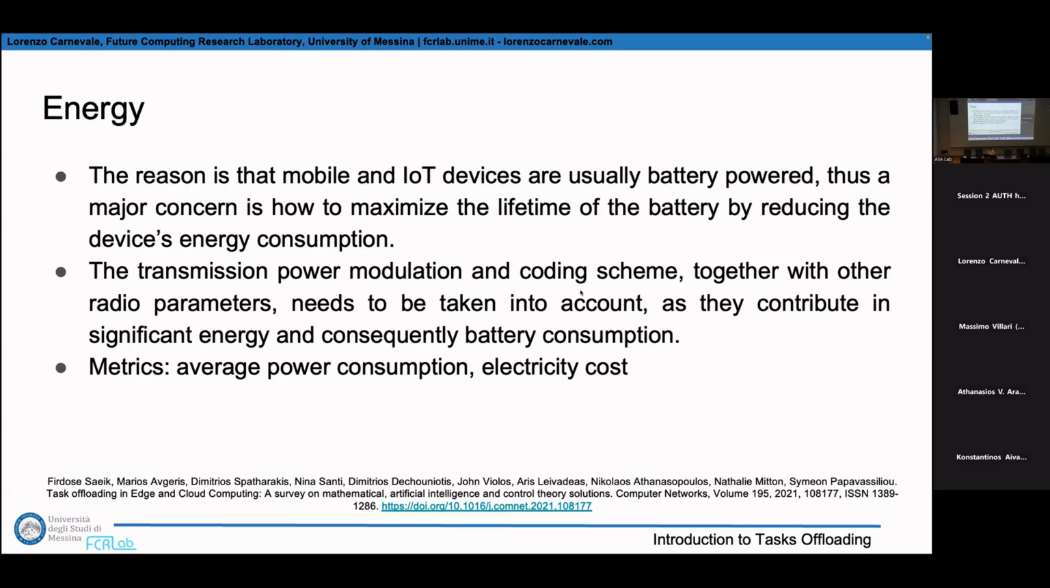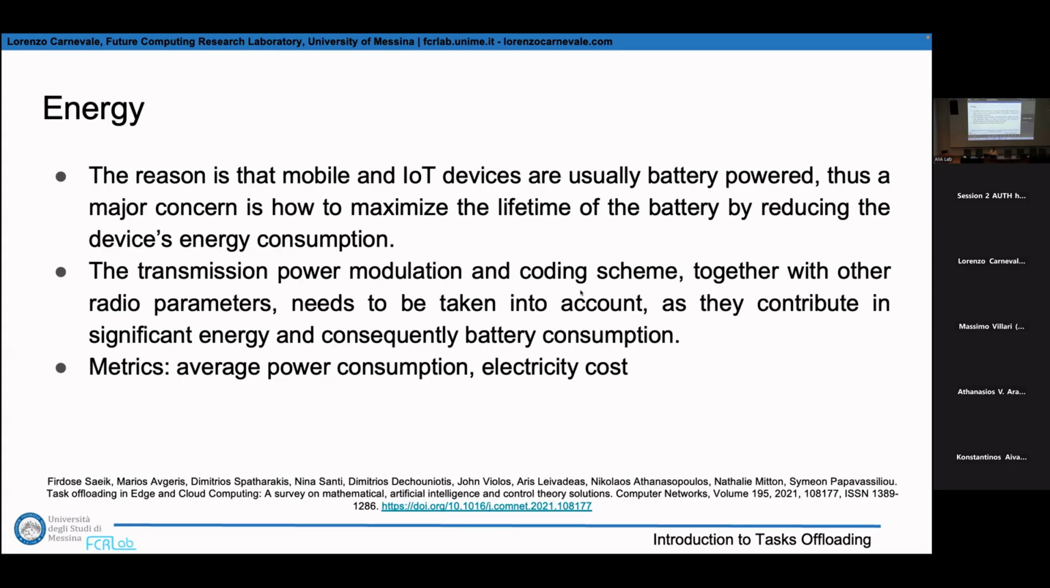Then comes the energy. The energy, I mean, is something quite important today with the problem of climate change and the need to get much closer to a net zero consumption. The reason is that IoT devices are typically battery powered. We need to maximize the lifetime of these battery-powered devices, and so the device should do the minimum amount of operations in some way.